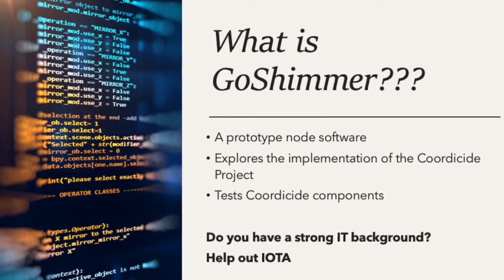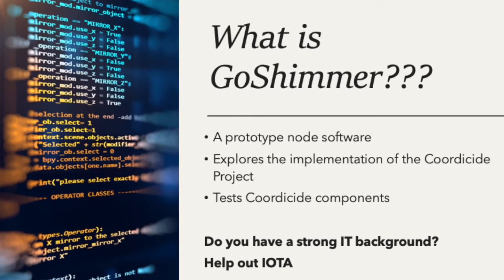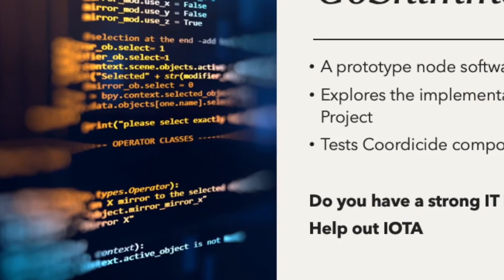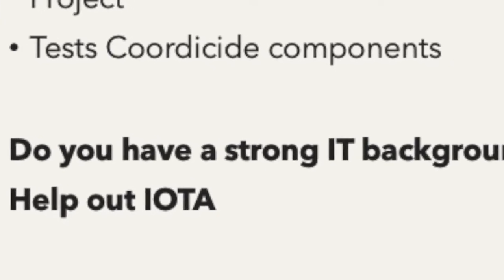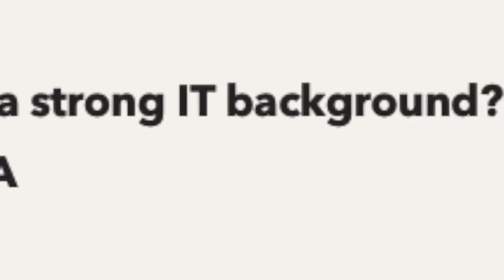And if you are into technical aspects and like to program, i.e. have a very strong IT background, you can actually help IOTA a lot by setting up a node in the Pollen testnet. And you can see the description down below for the tutorial and the how-to for all these things. And naturally, in order to start programming, you would need to install GoShimmer first, and that's also described in the same tutorial in the description below.